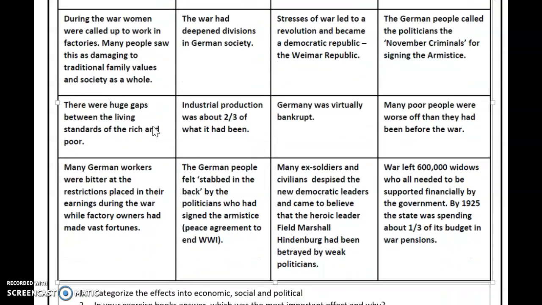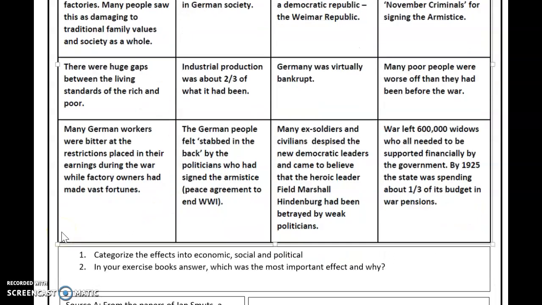I've also moved the table down, so if you pause again, you can complete the bottom row. When you have done this, you should have your whole table mapped out into various effects: economic, social, and political. What I would like you to do in your exercise book is answer the question: which was the most important effect and why? Do you believe it was economic, because the Germans were without a working economy to support them to rebuild after the war?